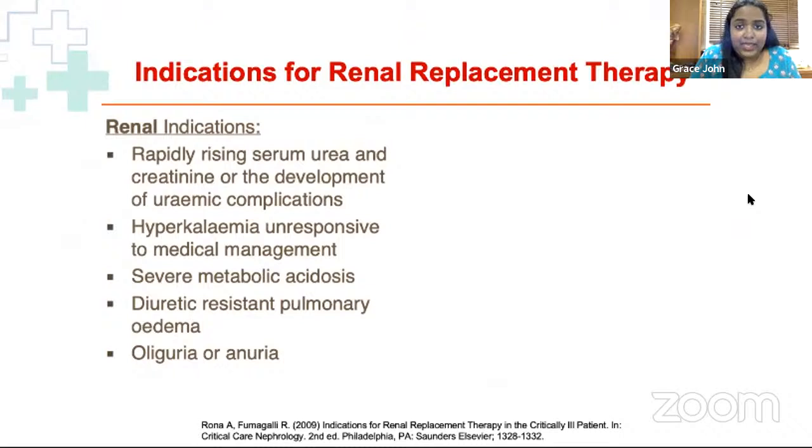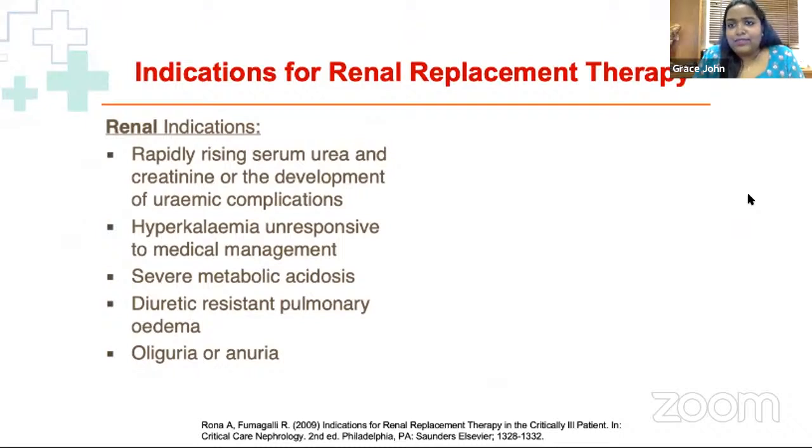And we have also, when a patient is hyperkalemic, coming to you and not responding to the usual standards of therapy as the initial medical management that we give. If the patient is not responding, we know that it can lead to arrhythmia and even death. Therefore, unresponsive hyperkalemia can be one of the reasons for which RRT can be initiated.